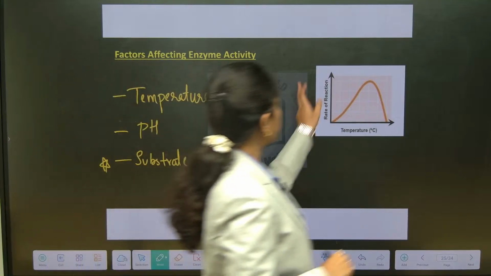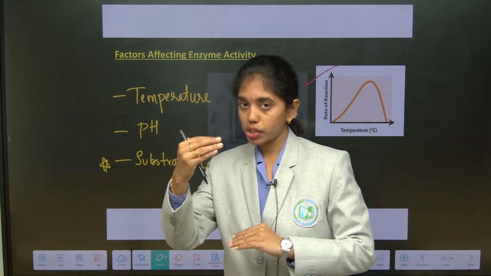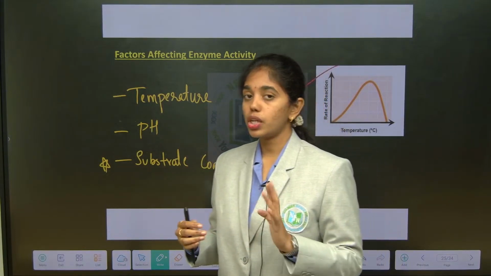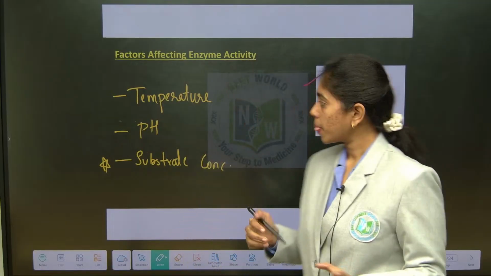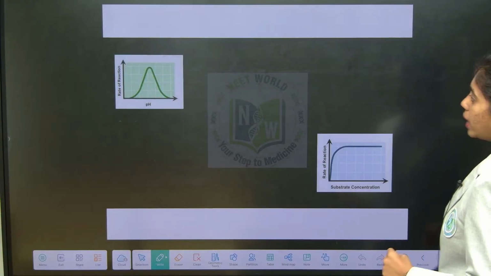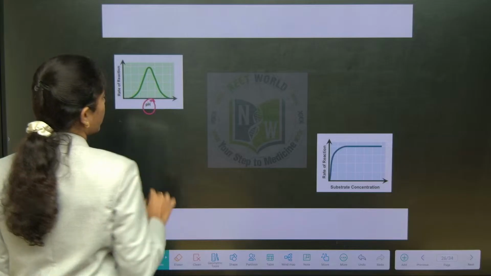If you see temperature, as we have discussed previously, for every 10 degrees rise in temperature, the enzyme activity is doubled. For every 10 degrees Celsius fall in temperature, the enzyme activity gets to half. That is the role of temperature, that is how it will affect the enzyme activity. And here if you see pH, fine, right, pH.